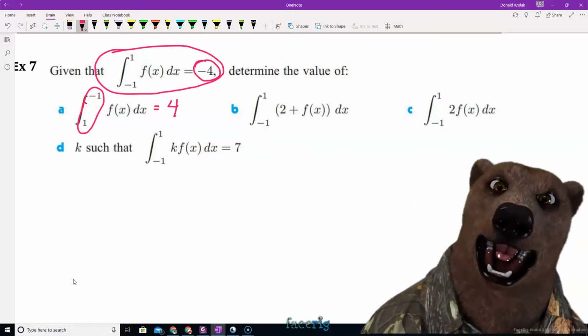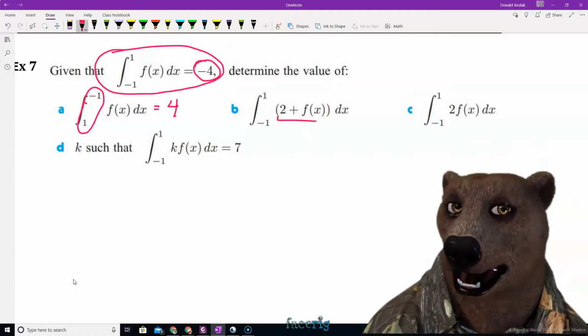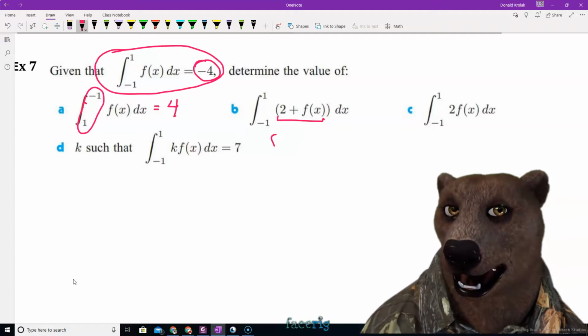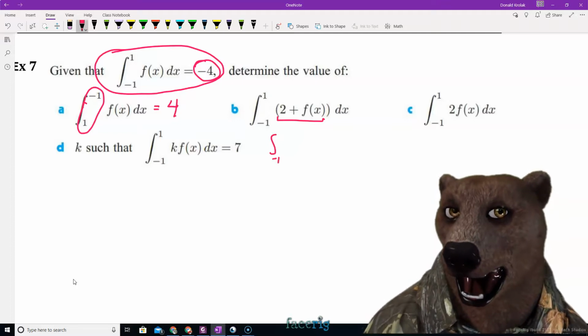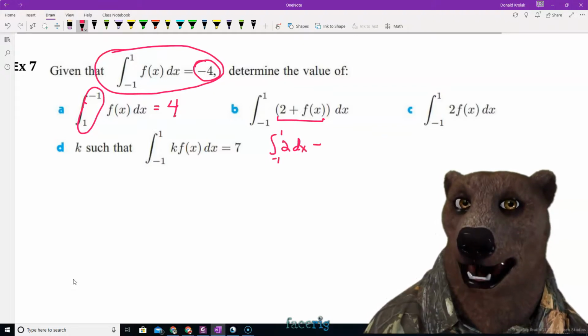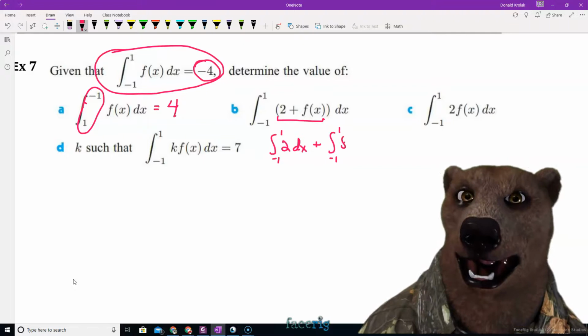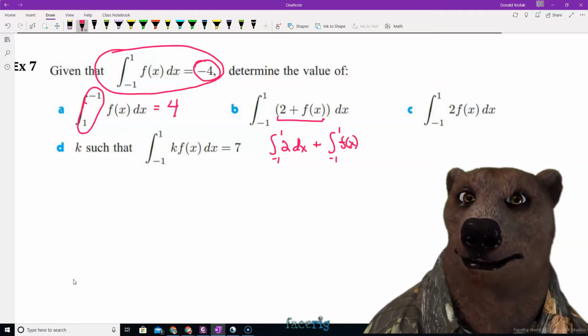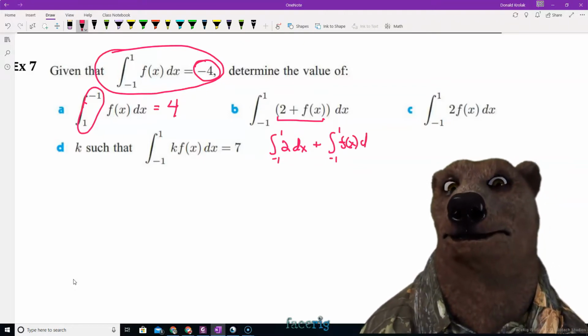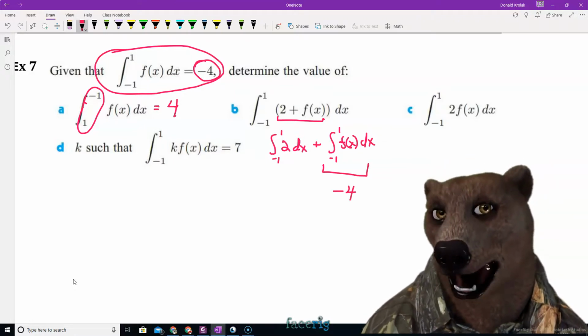All right, now on part B, we can take this and break it up into two integrals. So this would be the integral from negative 1 to 1 of 2 plus what we were given, f of x. We know that this is negative 4.